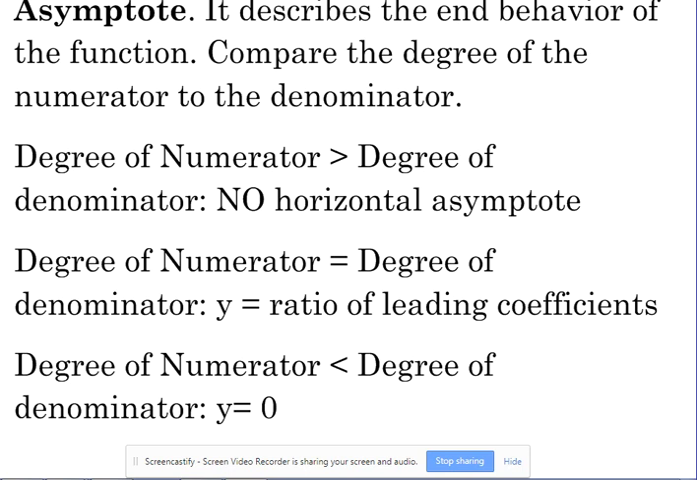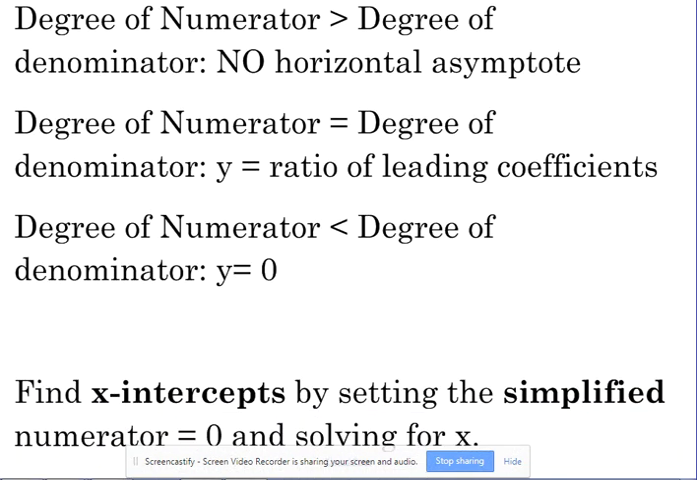If they're equal to each other, then our horizontal asymptote is y equals the ratio of the leading coefficients. So say we had 3x cubed as the leading term in the numerator and negative 4x cubed in the denominator. Same degree, so the horizontal asymptote would be y equals negative 3 over 4. We just take the leading coefficients there. And the third case is if the degree of the numerator is less than the degree of the denominator, and that is y equals 0. I'll explain it a little bit more in a minute when we look at an example. And then the last thing we've got to worry about is finding our x-intercepts. We set the simplified numerator equal to 0, and we solve for x to find our x-intercepts.